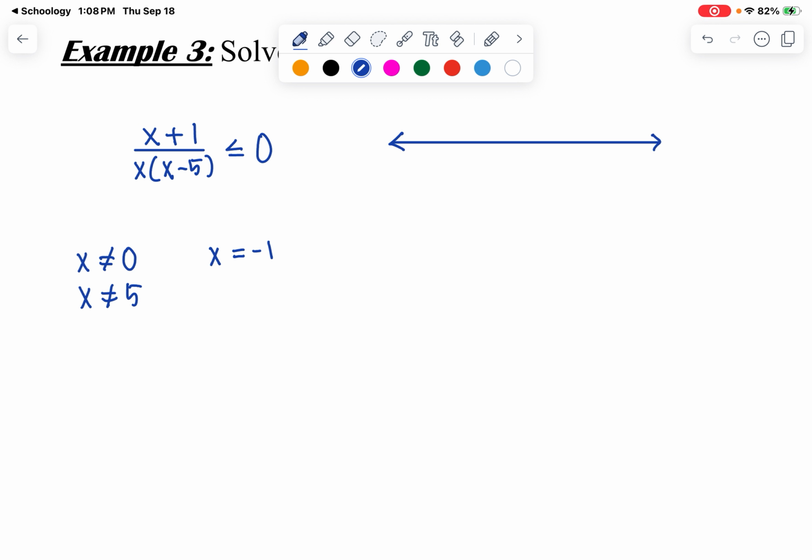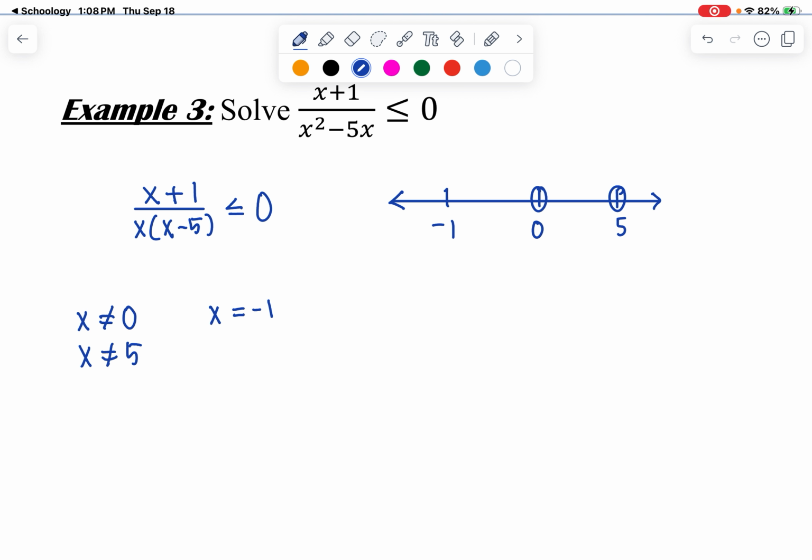So we have -1, 0, 5. 0 and 5 are restrictions, so they're open. And then -1, it says less than or equal to 0, so I am including my zeros, which is -1. All right, pick a point anywhere. I can't pick 0 this time. I'll pick x equals 1, which is in this section. So if I plug in 1 in the numerator, I get a positive number. And if I plug in 1 in the denominator, I get 1 times -4, which is negative. So all of these are negative.